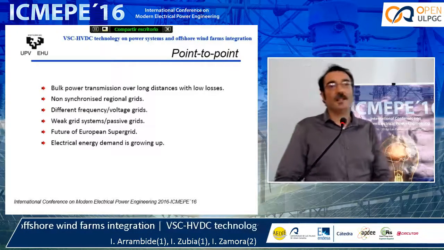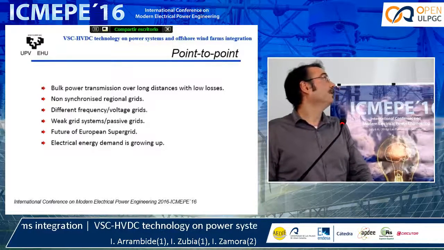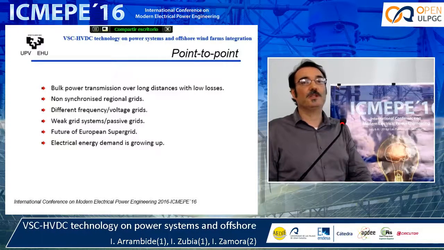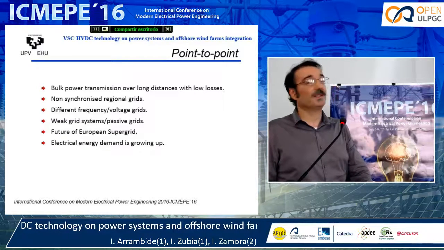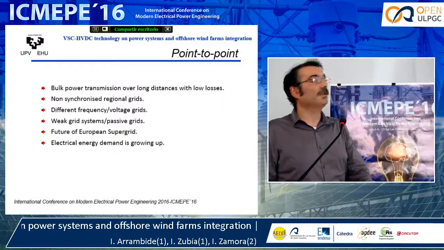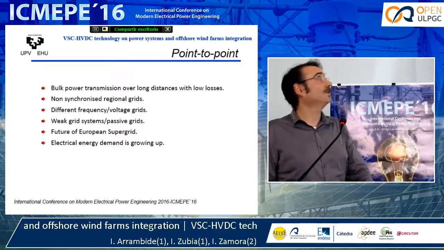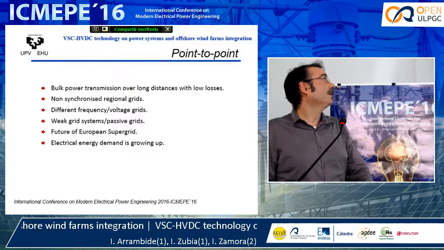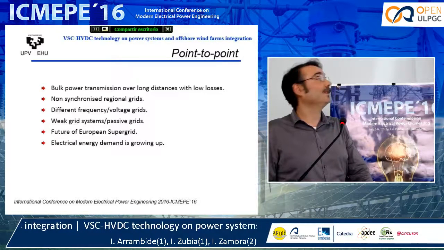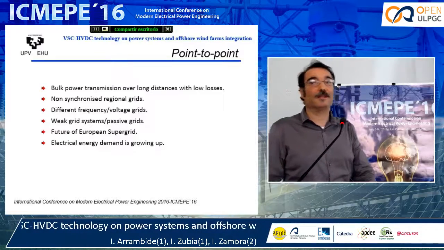Non-synchronized regional grids, as in Europe, are possible with this kind of technology. Of course, grids with different frequency or voltage rates are also possible to link, as in Japan or the United States. Weak grids and passive grids could perhaps be fitted with this kind of converter. As we know, electrical energy demand is growing dramatically, and the future European supergrid is expected.